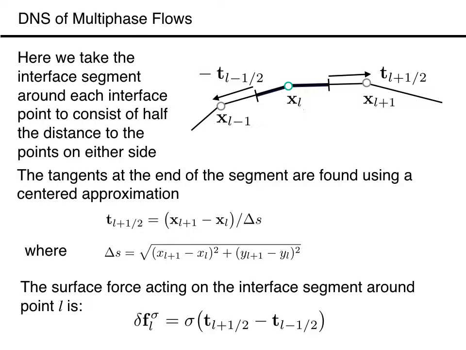We compute the surface force on an interface segment that consists of half the elements attached to an interface point. The tangent force that pulls on the segment to the right of point L, halfway between point L and L plus 1, is given by the difference in the coordinates of these points divided by delta S, the distance between them. Delta S is computed as the square root of the difference in the x-coordinate squared plus the difference in the y-coordinate squared. Thus, the force on the interface segment containing point L and consisting of half the element before and after the point is given by delta F equal to sigma times the tangent vector at L plus a half minus the tangent vector at L minus a half.